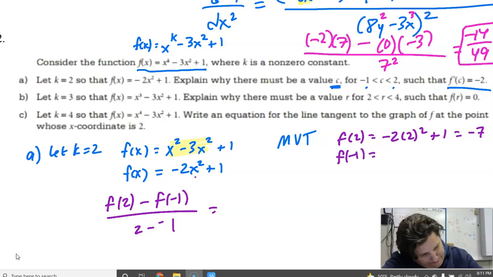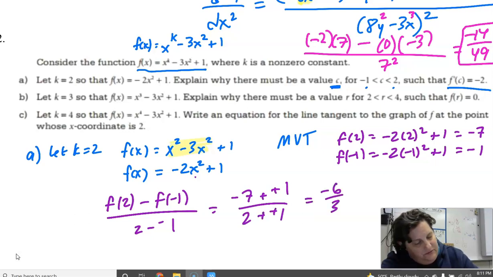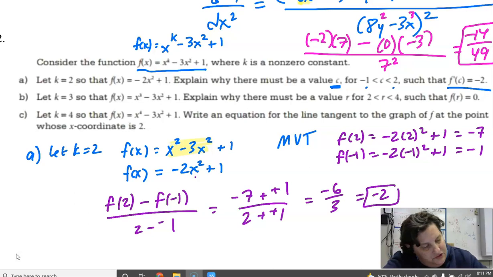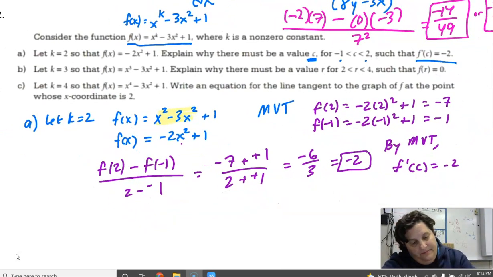F of negative 1 is negative 2 times negative 1 squared plus 1. So that's negative 2 plus 1, which is negative 1. So it's going to be negative 7 minus negative 1 over 2 minus negative 1, which will give me negative 6 over 3. So you would say by MVT, there exists a point in the interval, negative 1 to 2, such that f prime of c would be negative 2. It's just by the mean value theorem.